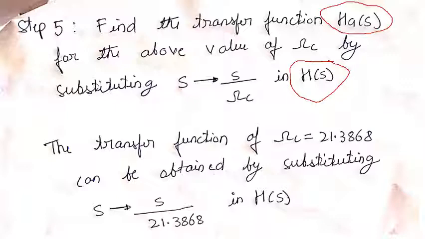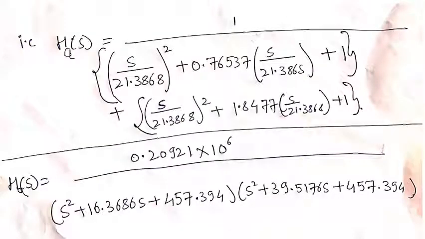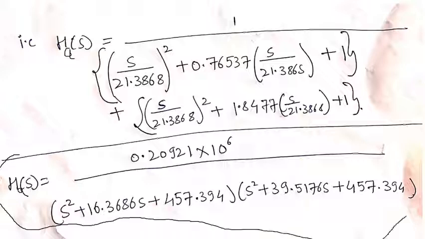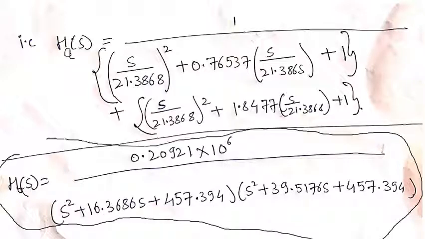In order to do so, we need to substitute s as s divided by omega c in h of s. Now, in h of s obtained in step 3, we have to substitute s as s divided by 21.3868. Once we do this substitution and simplify, we get the final transfer function for the given specification. Therefore, this would be the final answer for the given numerical.